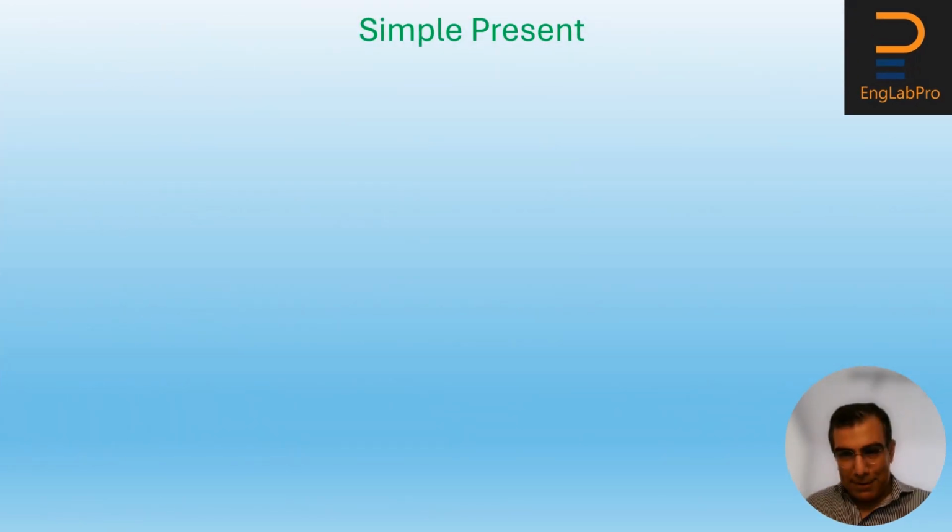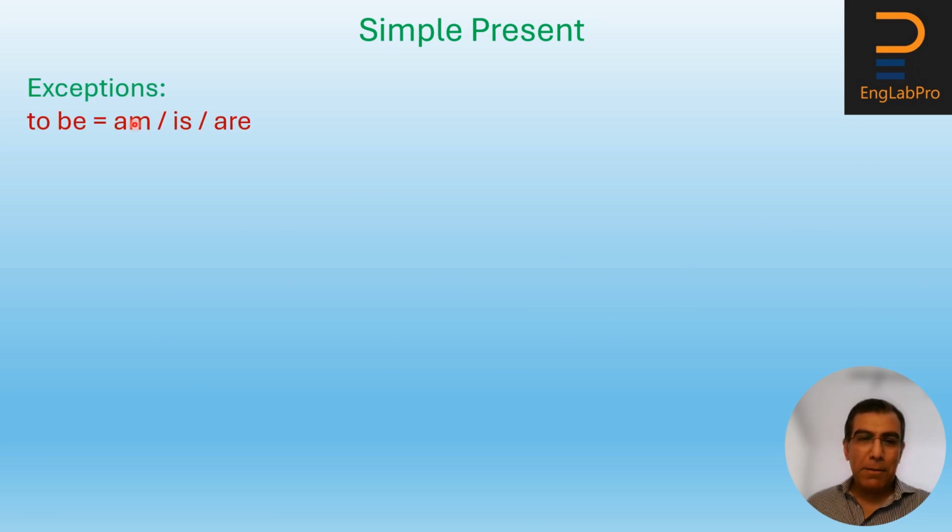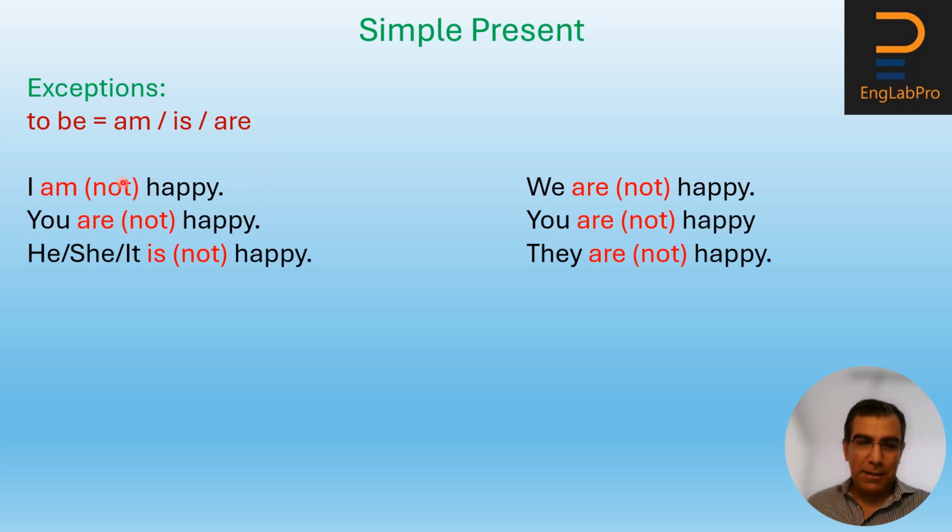Well, there are two exceptions. The first one is the verb to be. I mean, am, is, and are. You can see the way that we conjugate it here. I am happy, I am not happy. And the question is, am I happy? You are not happy. Are you happy? He, she, it is happy, is not happy, or is he, or is she, or is it happy? That's the way that you make the questions.